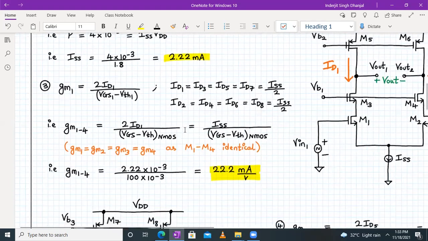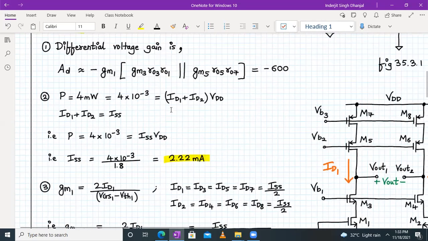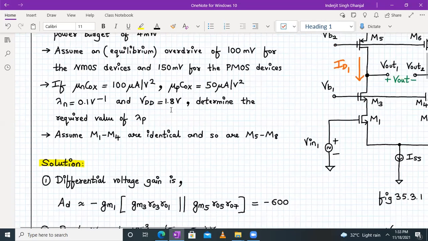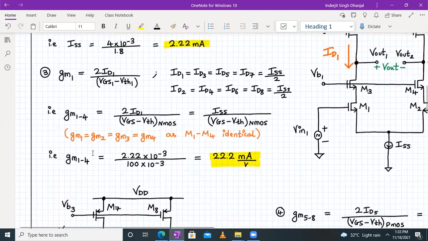So we substitute VGS minus VTH as 100 millivolt. Don't ask for the value of VTH. It's not given in the numerical, and it's not required here, because they have directly given the overdrive voltage. So GM1 equal to GM2 equal to GM3 equal to GM4, and that is equal to 2.22 milli divided by 100 millivolt, which comes out to be 22.2 milliampere per volt.